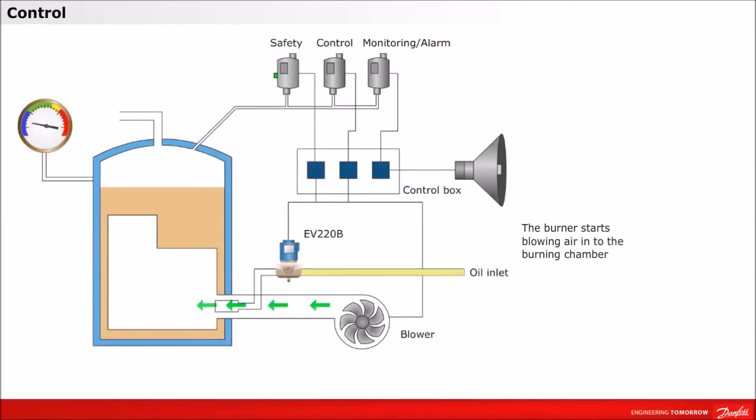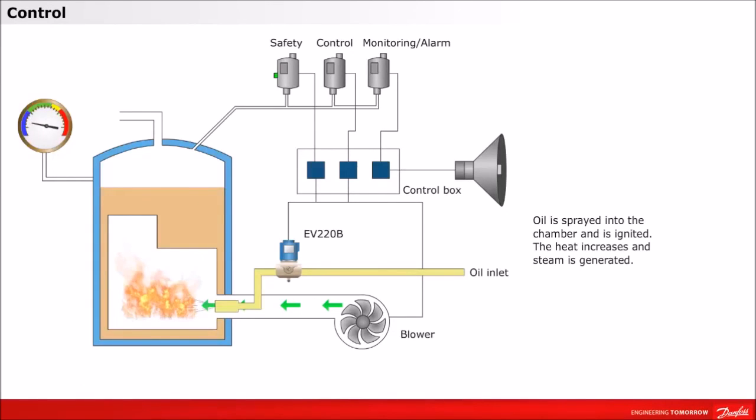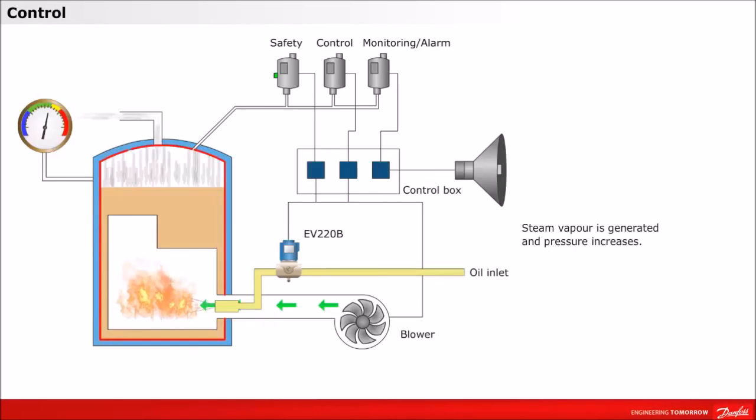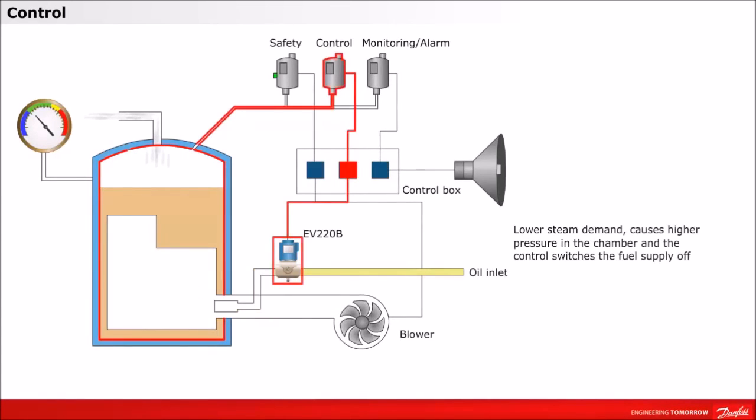Let's look at an example of a typical control function application. The burner starts blowing air into the burning chamber. Oil is sprayed into the chamber and is ignited. The heat increases and steam is generated. Steam vapor is generated and the pressure increases. The lower steam demand causes higher pressure in the chamber, and the control switches the fuel supply off.